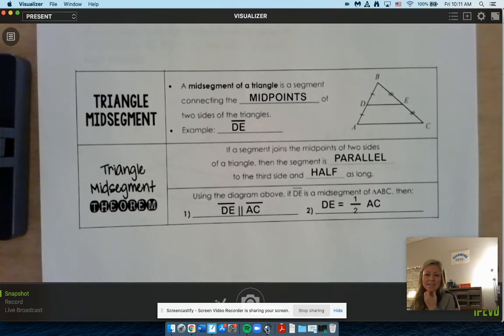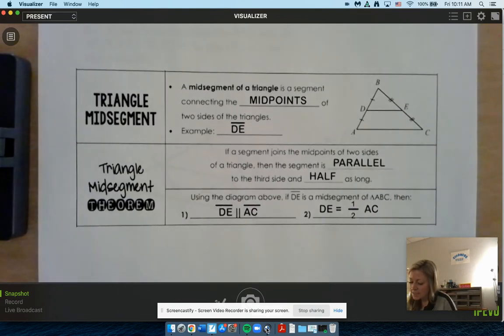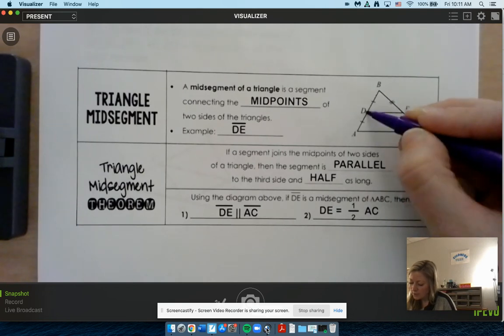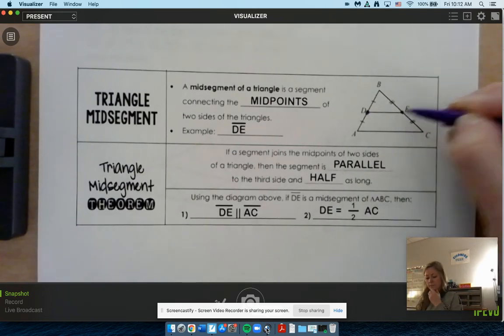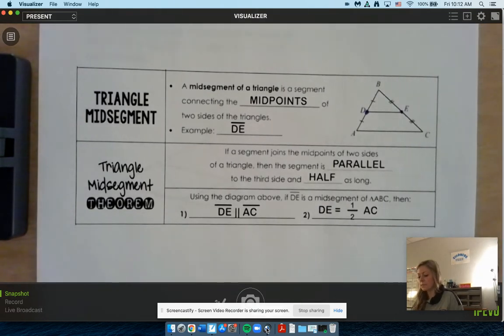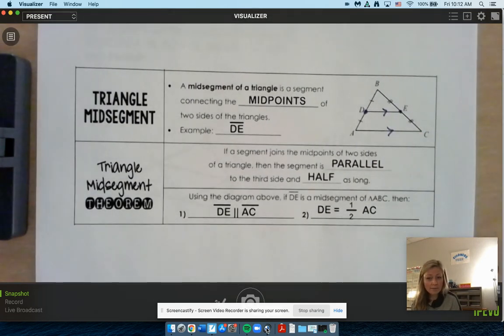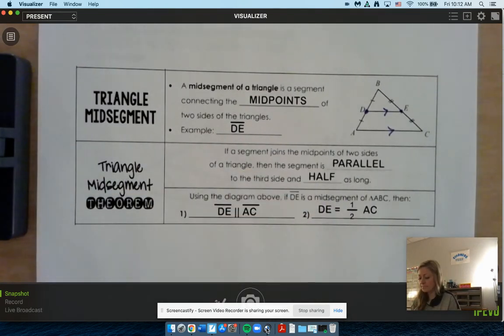In this example here, it is DE. And how do I know D is the midpoint of AB? Remember, those tick marks are telling me that, and those tick marks here are telling me that E is the midpoint of BC. And we're able to find the measure of this, okay? So it says if a segment joins the midpoints of two sides of a triangle, then the segment is parallel to that third side. So DE is now parallel to AC, and it's half as long, which kind of makes sense. If it's in the middle, it should be about halfway, right?